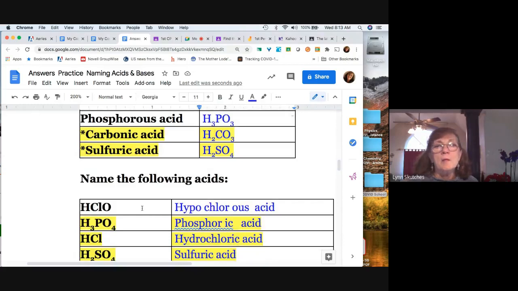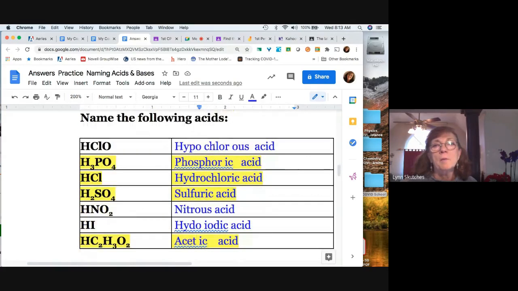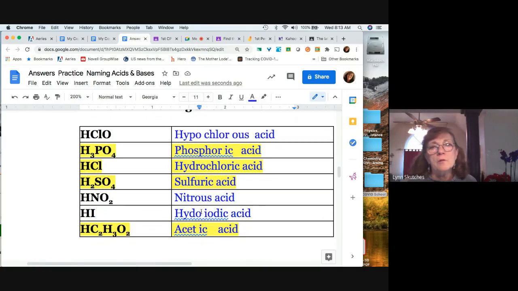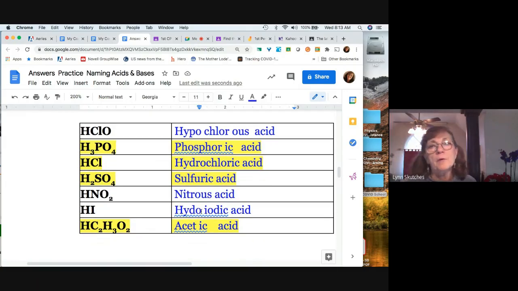The names, I did hypochlorous. I did it kind of wonky just to show you how you break it up. And this one has hypo on the front, not hydro, but hypo, because this is hypochlorite. So again, the hypo stays and the ite becomes us. And then most of the rest of these are just repeats from up above. So if you got those right, you probably got these right.